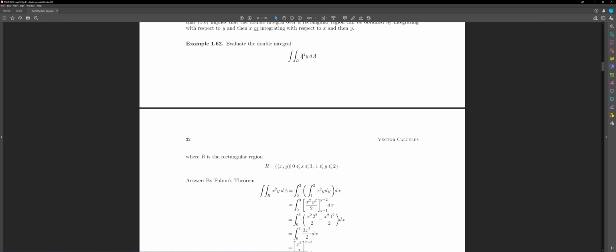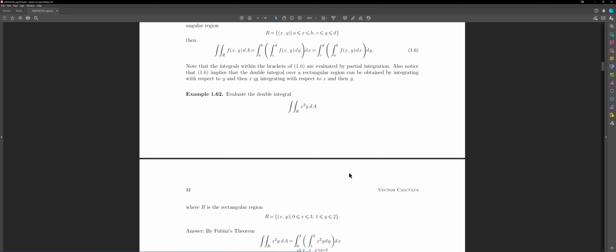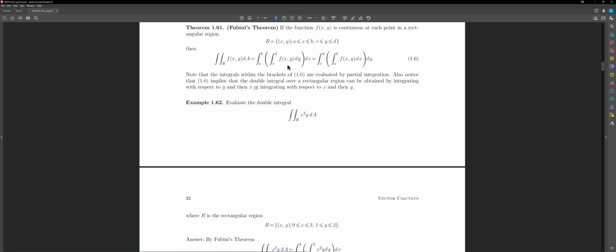Okay, so your function f of xy is x squared y, and your rectangular region, the x goes between 0 and 3, and the y goes between 1 and 2. Okay, so I'm going to use Fubini's theorem. What Fubini's theorem says is that I integrate with respect to one of the variables first and then integrate with respect to the next one, making sure I use appropriate limits of integration.